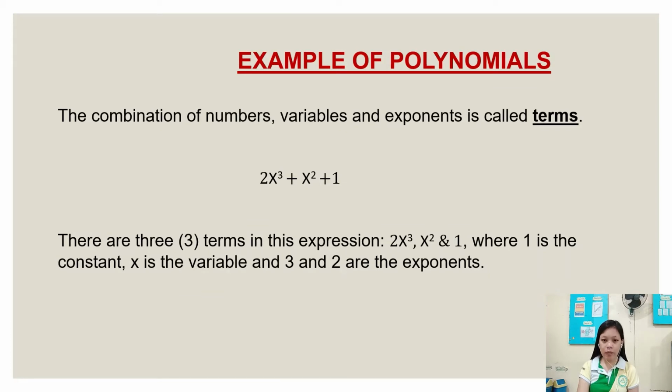Example of polynomials: the combination of numbers, variables, and exponents is called a term. For example, 2x cubed plus x squared plus 1. There are 3 terms in this expression: 2x cubed, x squared, and 1, where 1 is the constant, x is the variable, and 3 and 2 are the exponents.